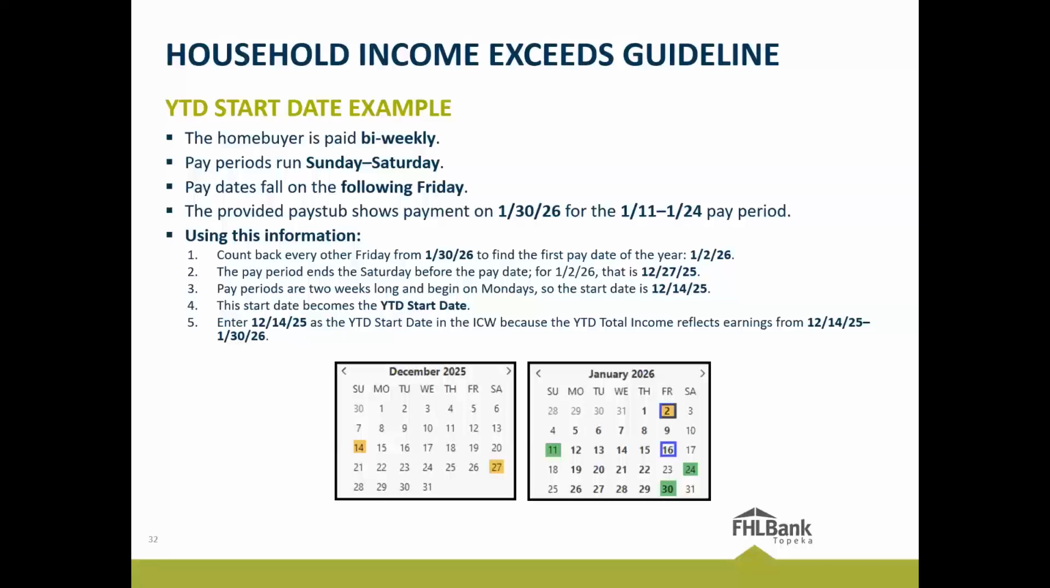The reason for that is because the total year-to-date earnings showing on that January 30th pay stub includes earnings from December 14th to January 30th. If you put a date like January 1st as the year-to-date start date in the workbook, one, you're going to be overstating the earnings because it's annualizing the earnings over a shorter period of time. And you're most likely going to have a discrepancy in the workbook because you're overstating those earnings by a couple weeks.